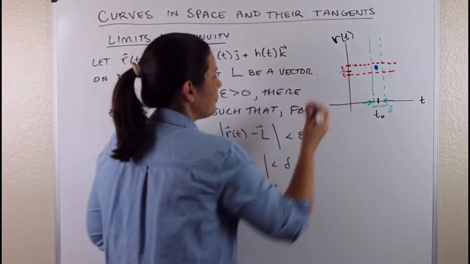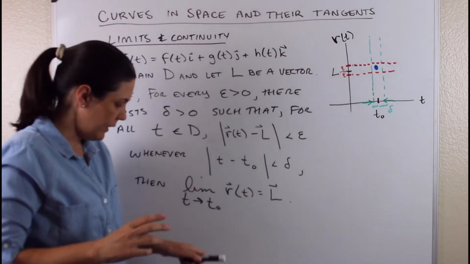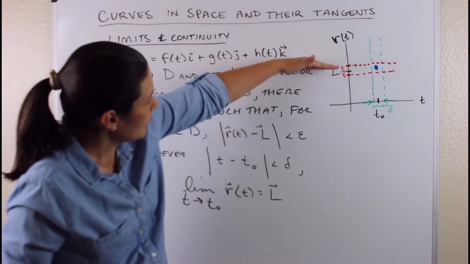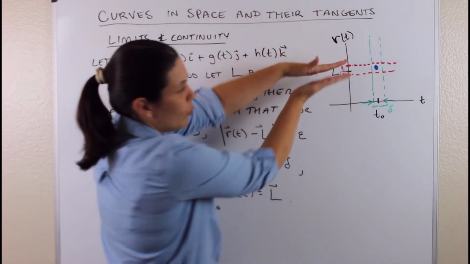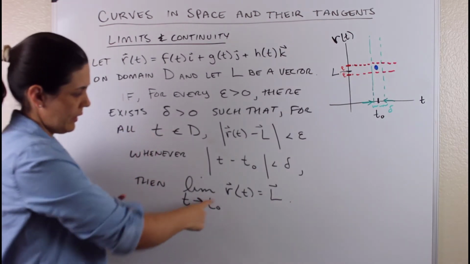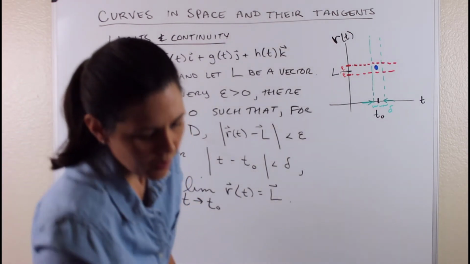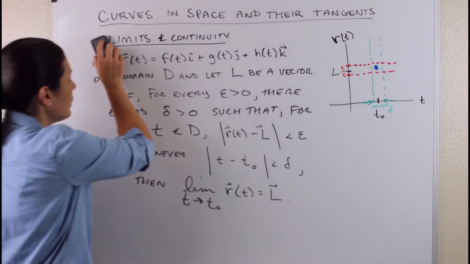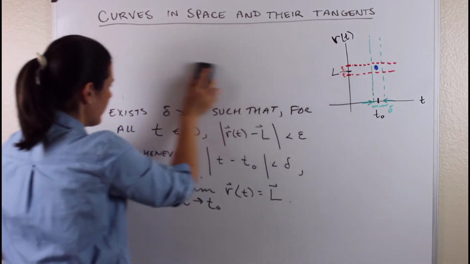This is L. It doesn't necessarily need to be r of t naught, unless it's a continuous function, which we'll talk about in just a minute. But this is what you're approaching. As your inputs get really close to t naught, your outputs get really close to L. Precise limit definition. Okay, so that's that one. I know it's a little weird, but let's look at an example really quick. So we'll compute one of these limits, and then we'll talk more about the continuity.